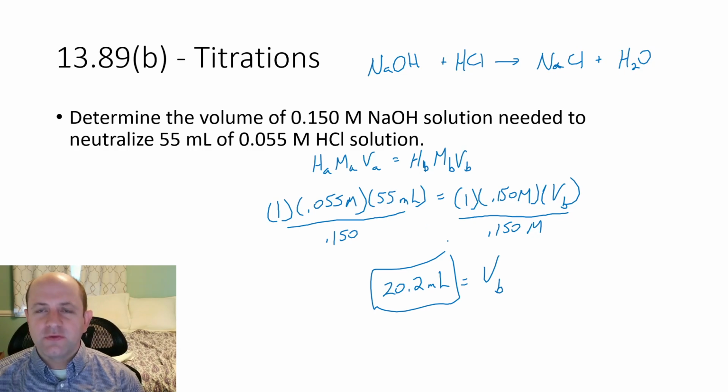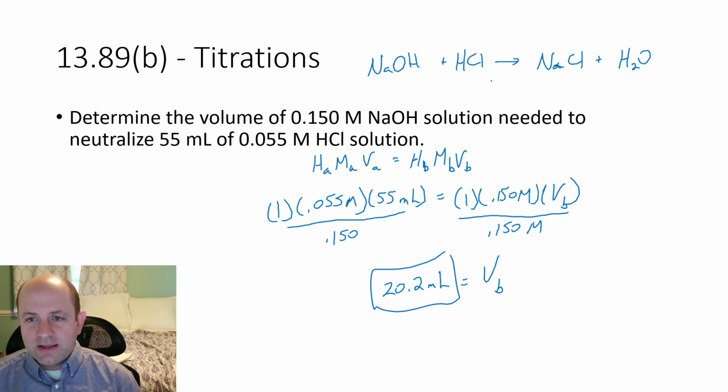So that's all you have to do for titrations. Set up your equation. Make sure you look at your formulas to get the HA and the HB right. That will take care of balancing for you. Even if they don't give you this reaction, we still would have had 1 H and 1 OH. And then plug in the other information they give you.